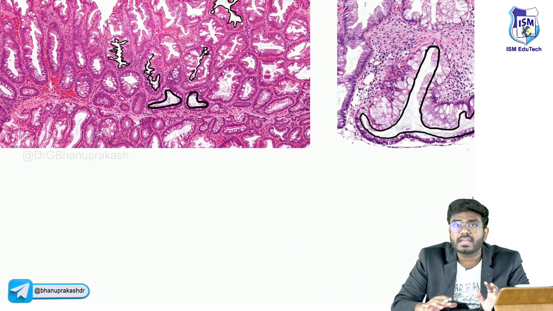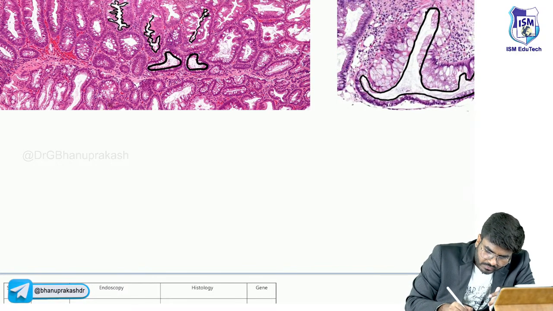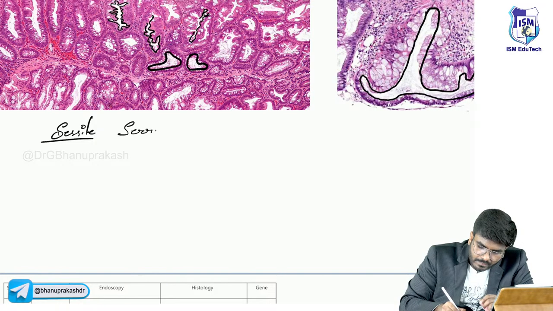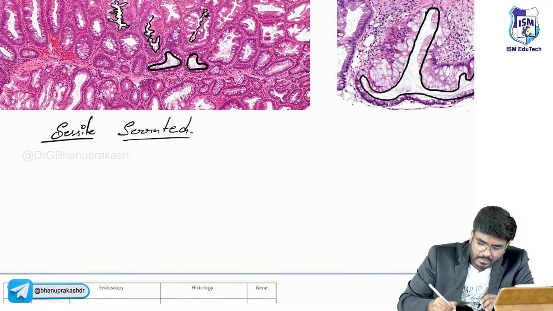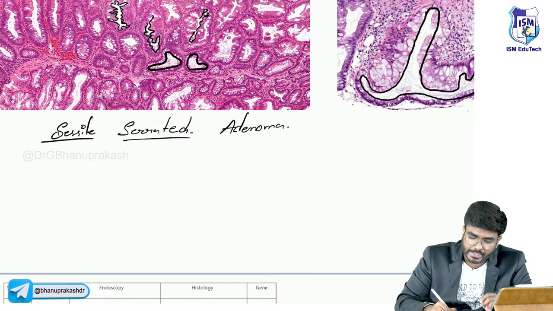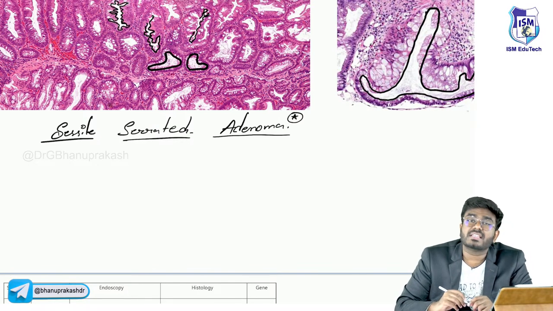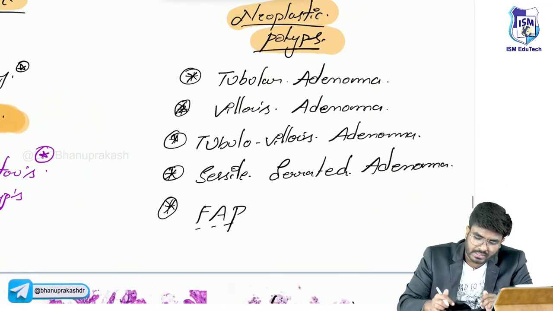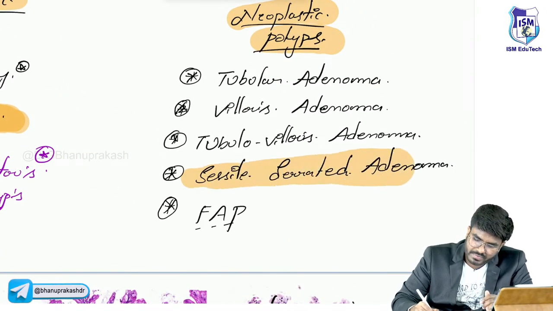Whenever you see such kind of histology, this is an example of sessile serrated adenoma. Now, where have we shared about the sessile serrated adenoma, sir? So, the sessile serrated adenomas are seen here. They are the example of neoplastic polyps.